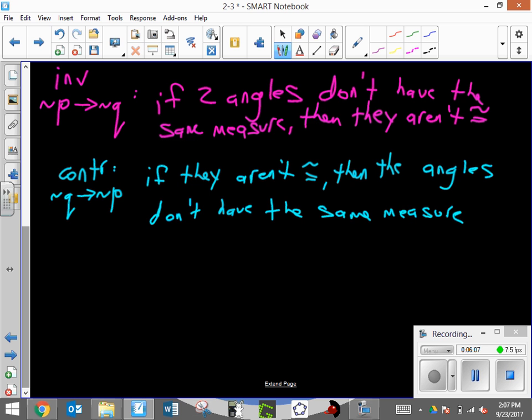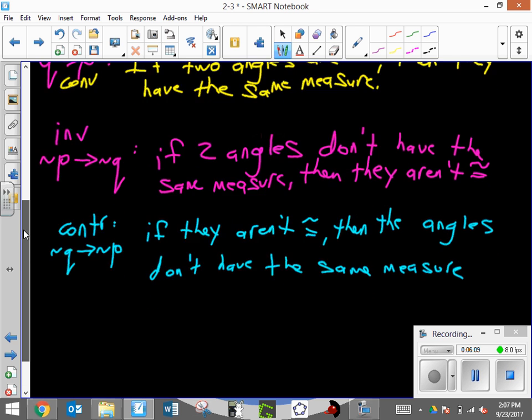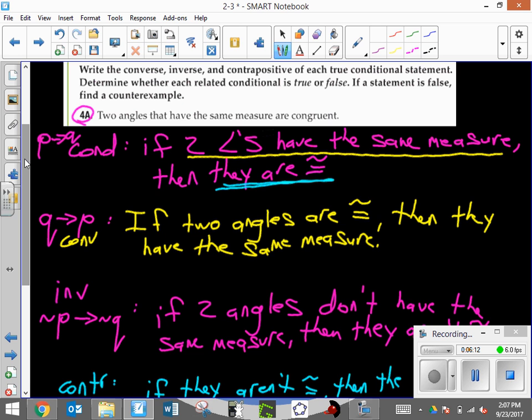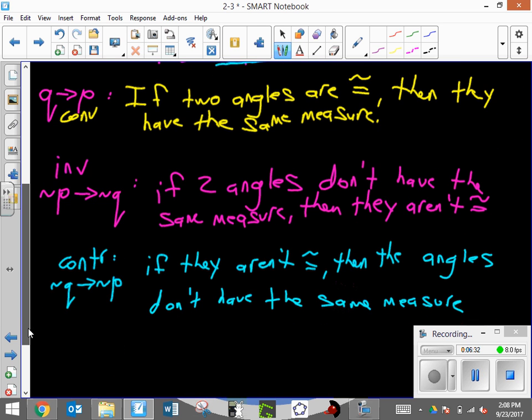Now we need to come up with the truth values of these things. So I'm going to go back up to the top. I'm going to go to the conditional first. If two angles have the same measure, then they are congruent. Well, that is in fact the definition of congruence, if they have the same measure. So we're going to say that our conditional is true. Remember on the previous slide, if the conditional is true, then we know that the contrapositive is true. I don't even really need to read it. I can if I would like. You don't have to. We know that the conditional and the contrapositive are logically equivalent.